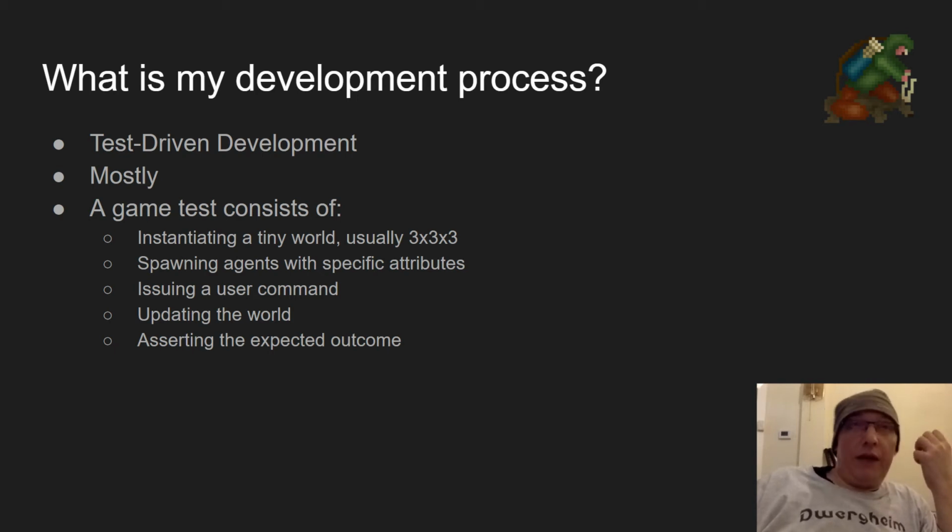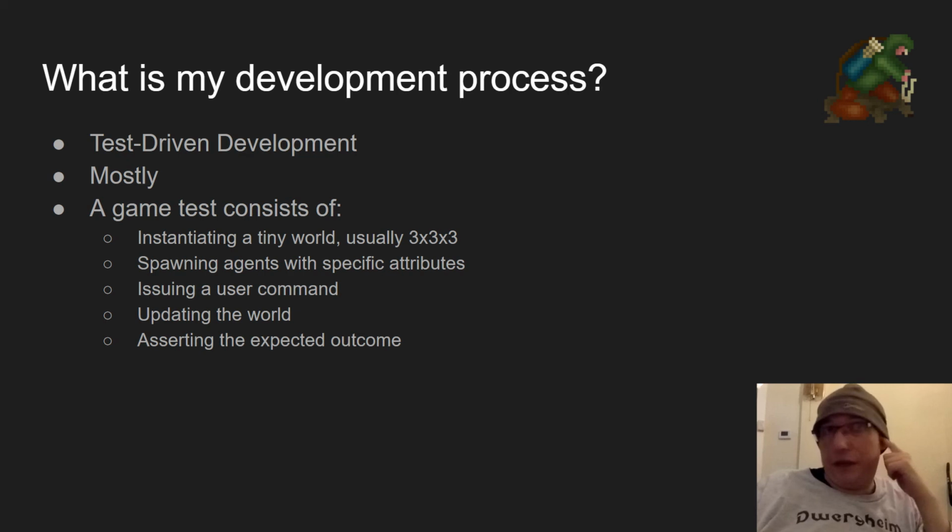I don't write tests for my user interface because it's tedious and brittle. The XNA architecture doesn't lend itself to being tested either. The core of my game is contained in libraries with no dependencies on the game engine. So, a test generally consists of instantiating a tiny world, usually 3x3x3, spawning agents with specific attributes, issuing a user command, updating the world, and asserting the expected outcome.